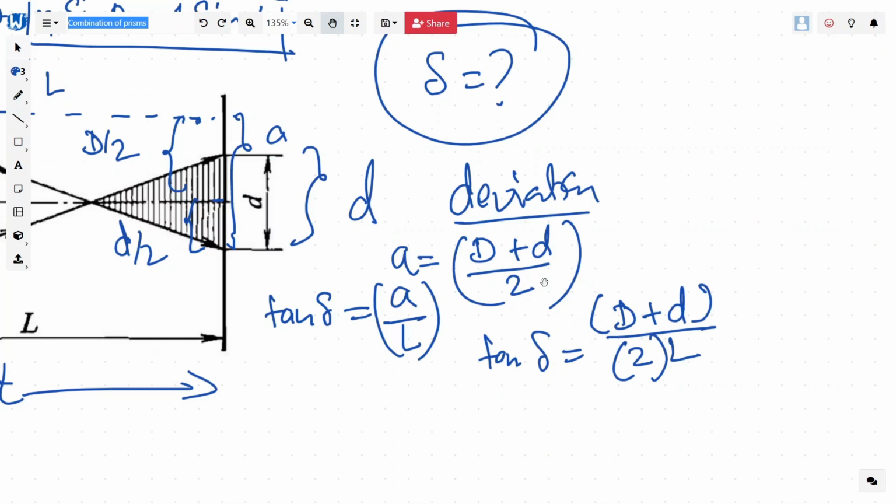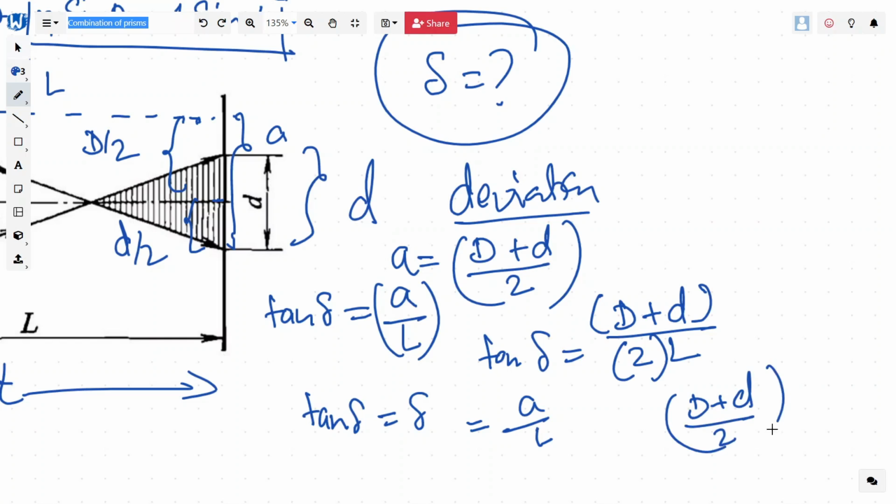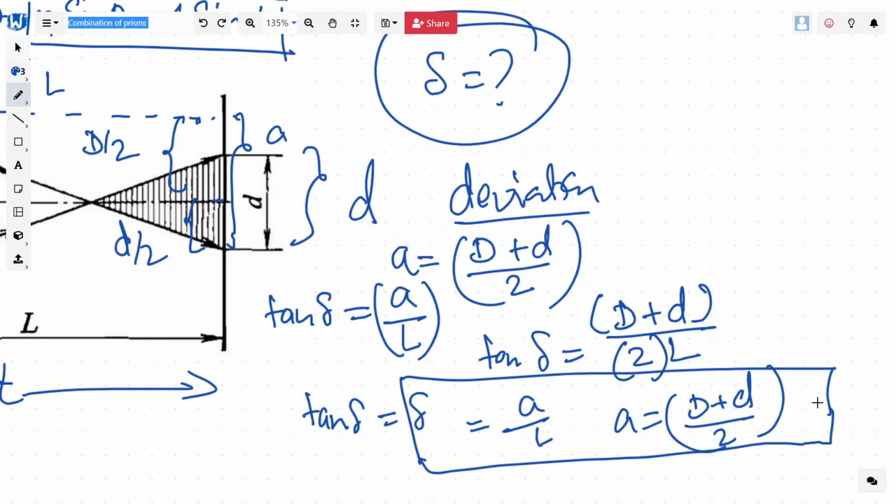This delta is very small, so we can simply write tan delta is going to be equal to delta, and we can write that here. It's going to be delta is equal to A by L, and A we know is d plus d by 2. So this is our other equation by that approximation.